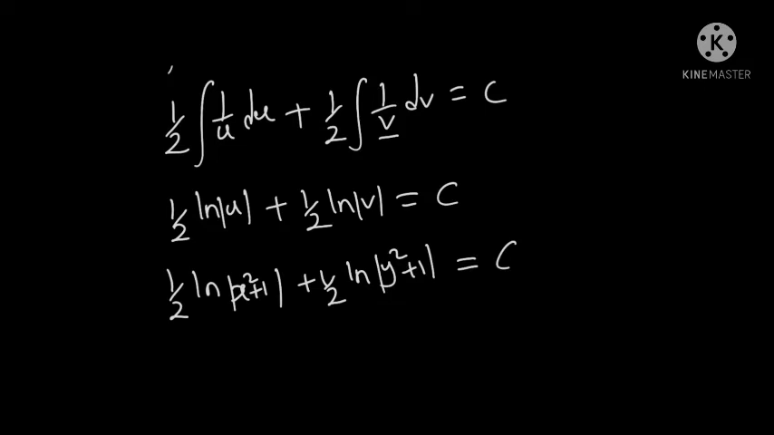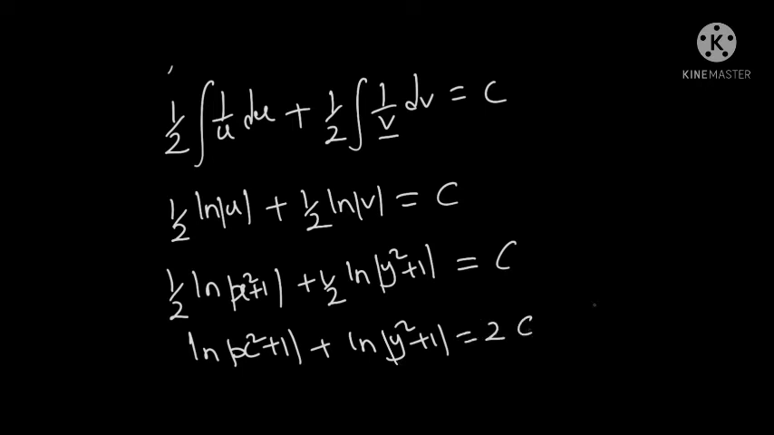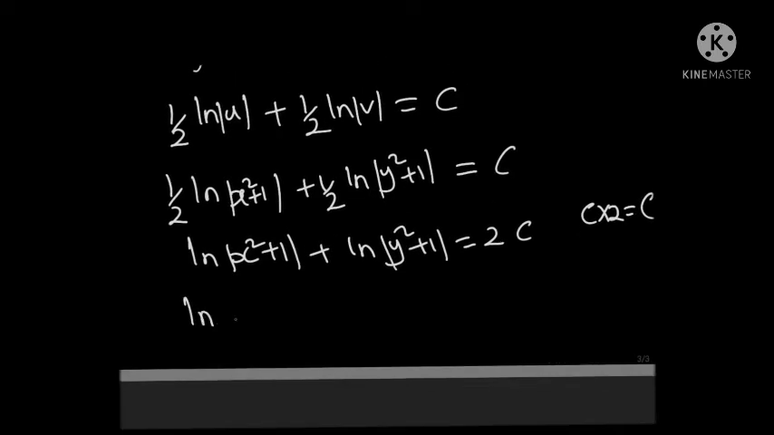Now, we can multiply all the terms by 2. So we have ln(x squared plus 1) plus ln(y squared plus 1) equals 2c. But c is a constant. A constant times 2 is another constant, say c. So we have ln(x squared plus 1) plus ln(y squared plus 1) equals c.